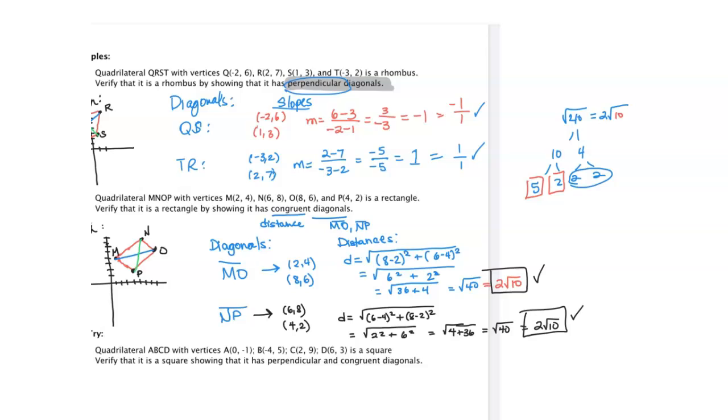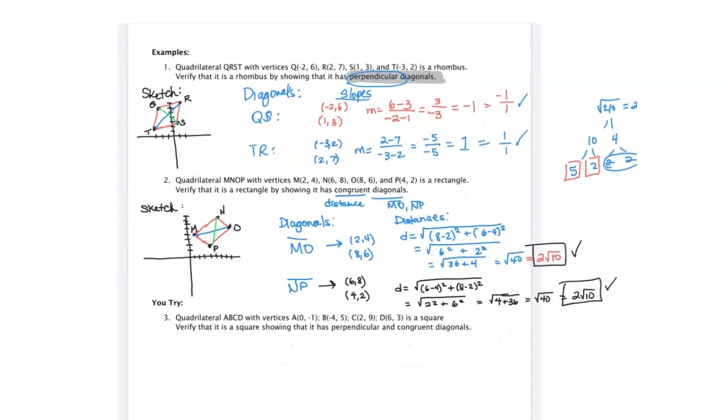They are equal. So the only thing we were looking to do is just show that they're equal. Verify, show that this is a rectangle because they have congruent diagonals. Congruent means that their two distances are exactly the same. And so we have completed the problem.